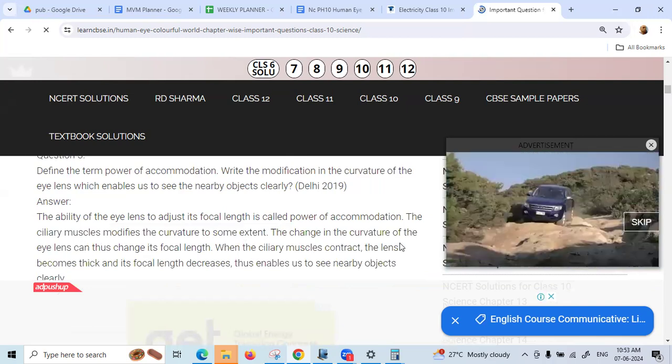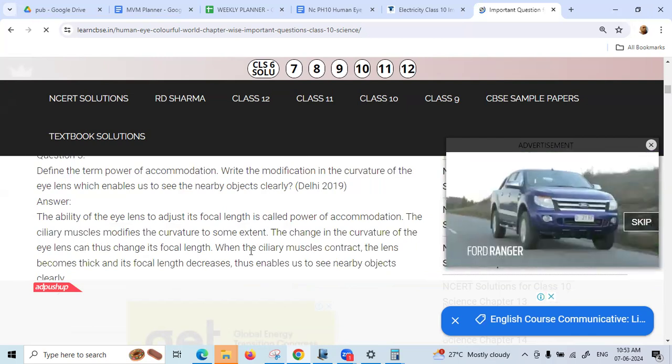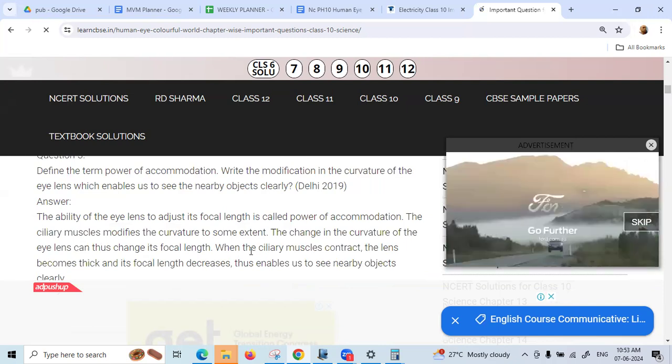Basically, the focal length is related to R1 and R2, the radii of curvature of both the sides. When the curvature changes, the radius is changing, so the focal length will change.